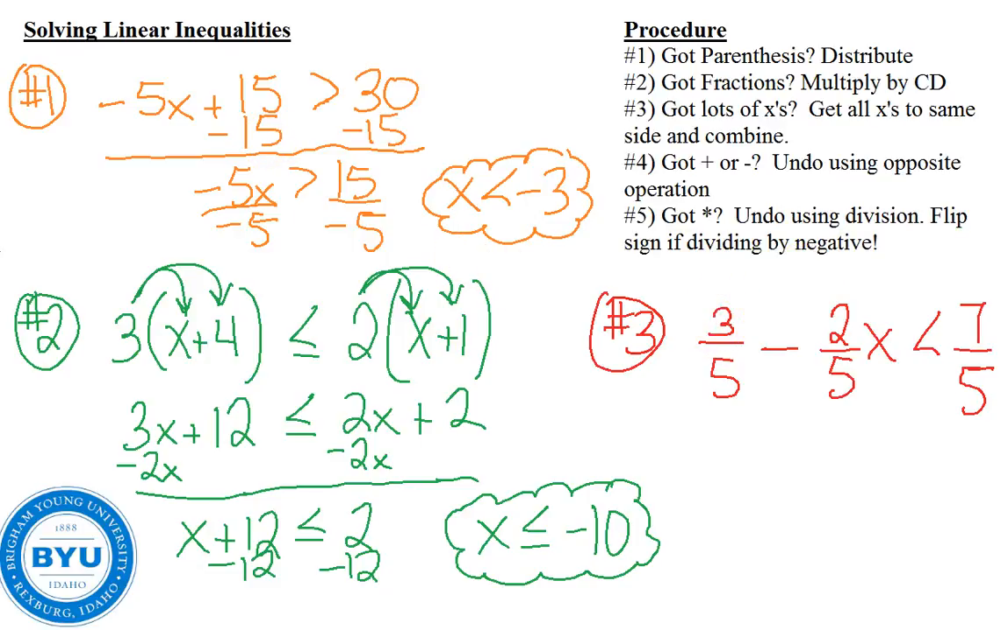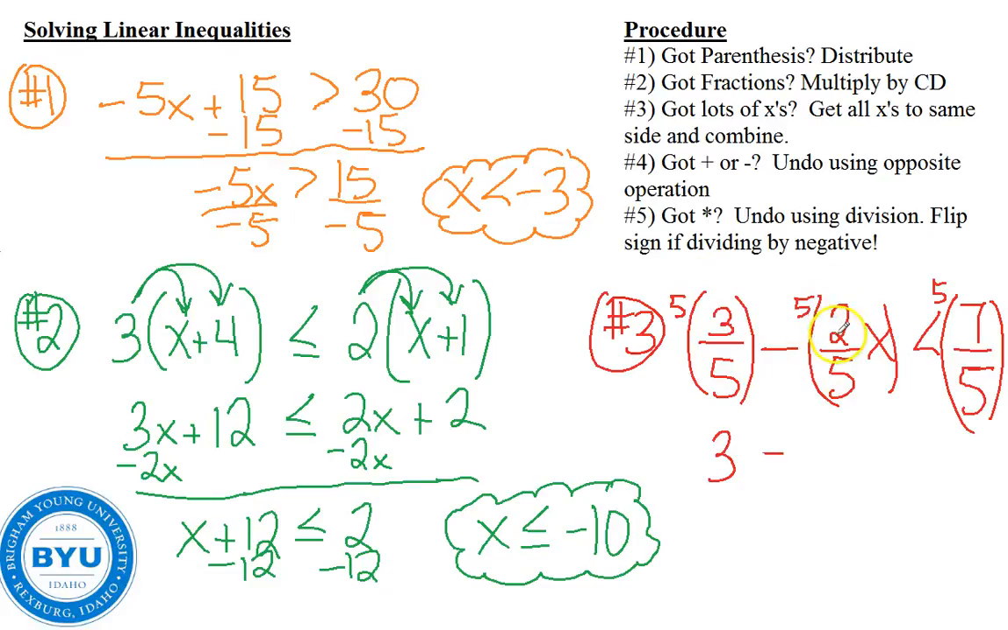Let's try this next one. Ooh, we've got fractions. So there's no parenthesis, but we do got fractions. So I need to multiply everything by the common denominator. So let's see. The common denominator, we've got 5, 5, and 5, so it's 5. I'm going to multiply all of these by 5. 5, 5, and 5. So notice the 5's cancel out. Here I get 5 times 3, which is 15. And 15 divided by 5, that's just 3.